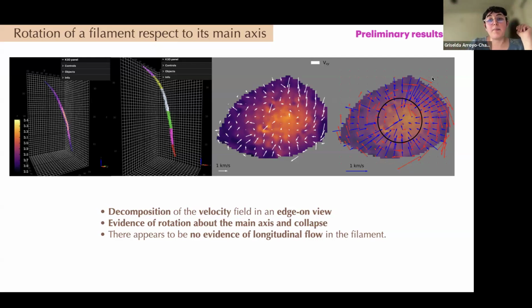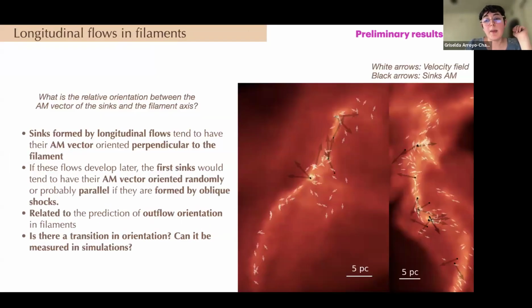So that's the thing. But this filament does not contain any sinks or any star particles. When I look at some other filaments in my simulations, where they have sinks or these star particles, I can clearly see some longitudinal flows. Some of the filaments have flow pointing to a hub, and here I have some sink particles.